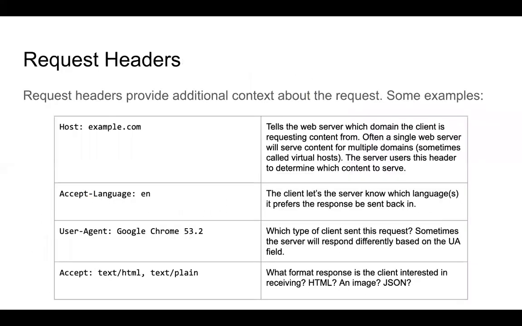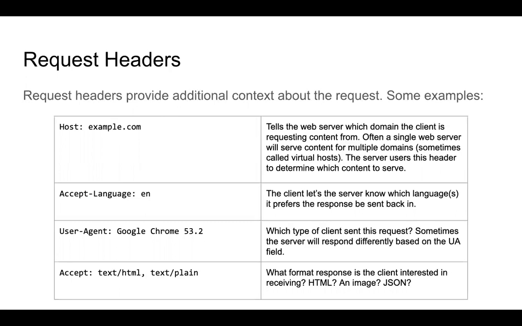Okay. So headers, they provide additional context about the request. So examples we have here, the host tells the web server which domain the client is requesting content from. A single web server can often serve content for multiple domains, which are sometimes called virtual hosts. The server uses this header to determine which content to serve. So essentially, it's not just enough to go to a particular server. We're telling the server we want to get this particular resource.